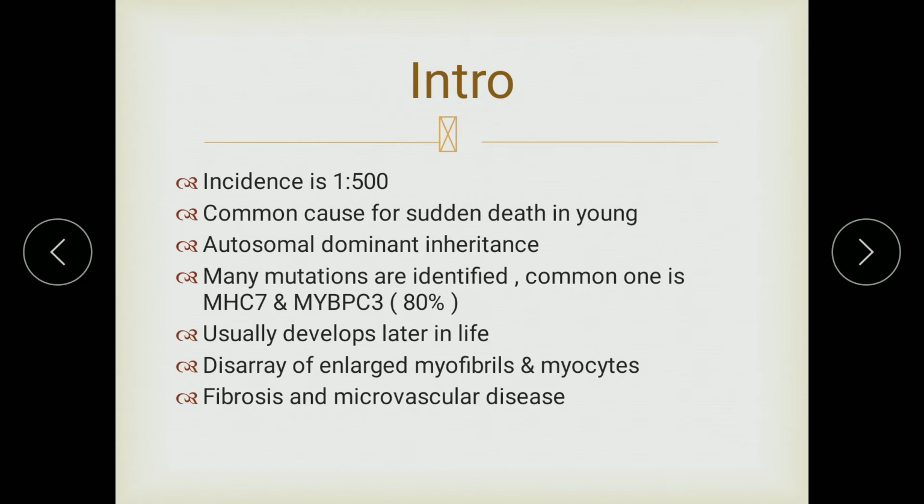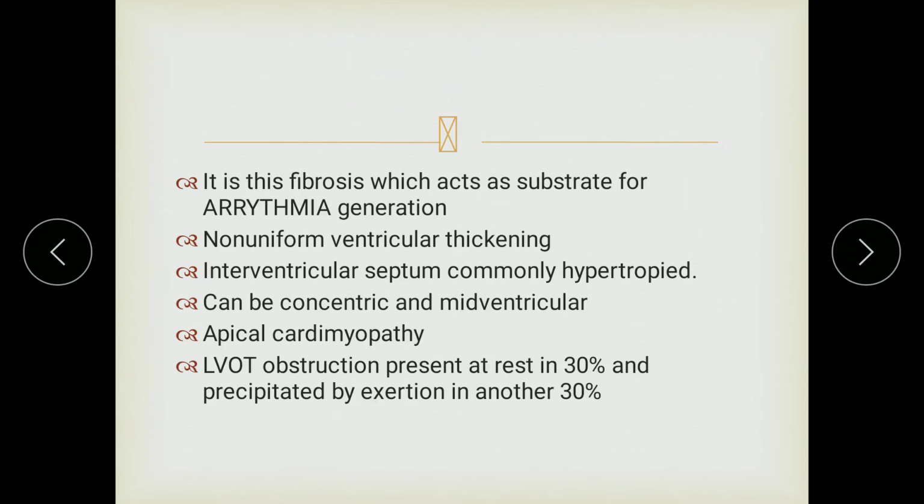Though the phenotype, that is the cardiac hypertrophy, can be seen in infants and neonates also, the disease manifests in the later part of life, and there is disarray of the enlarged myofibrils and myocytes, which causes the myocardium to undergo ischemia, and these ischemic scars represent the substrate for future ventricular arrhythmia generation. There is non-uniform ventricular thickening. The common region affected is the interventricular septum, though the patient can also have concentric hypertrophy or midventricular hypertrophy, and this is a special form of HCM called apical HCM.